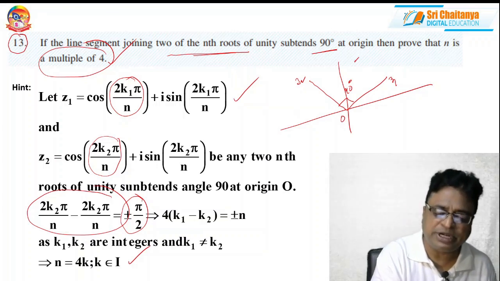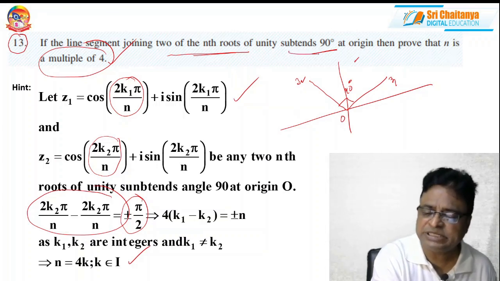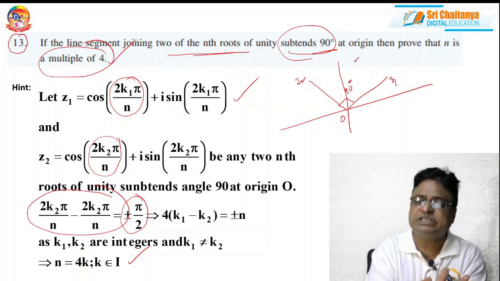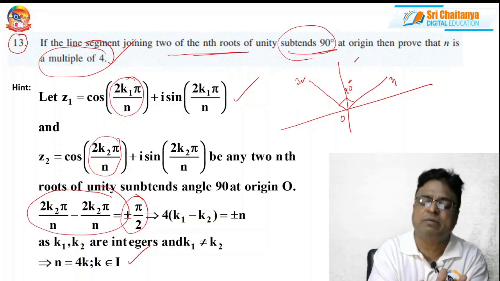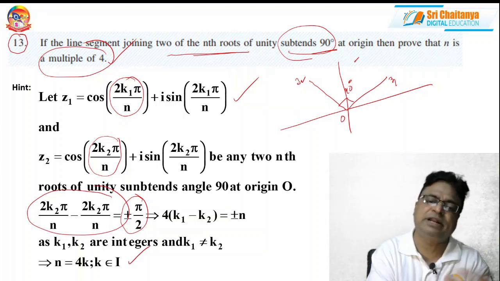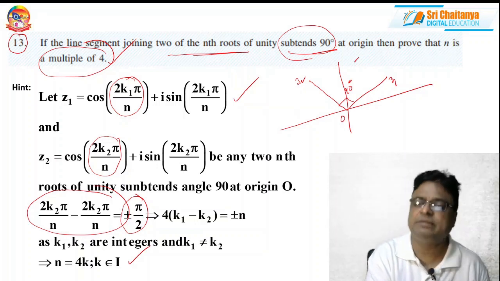Here the important point is, if the angle subtended is 90 degrees at the origin, it means the difference between their arguments of the complex numbers is 90 degrees. That is the funda. If you apply this funda, you will get the answer very easily and immediately.